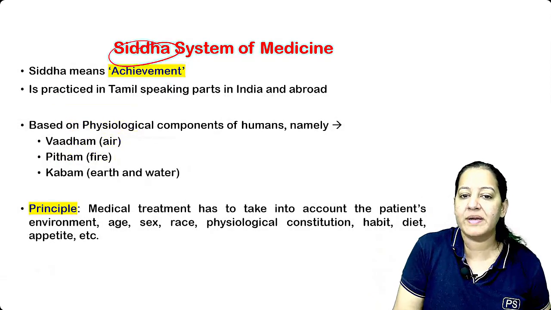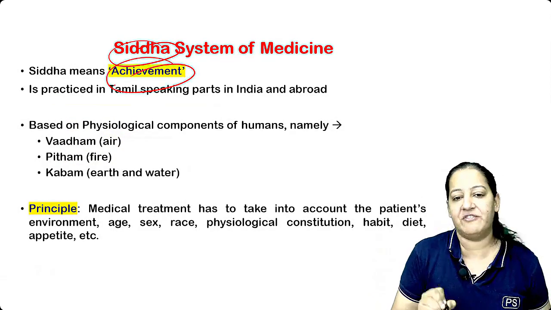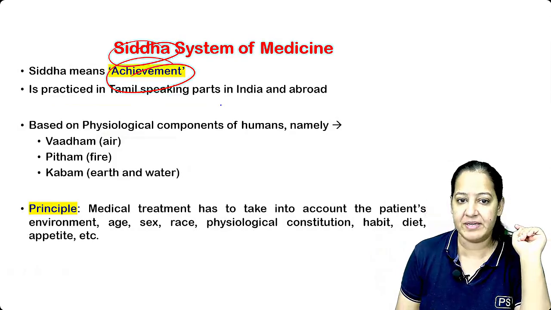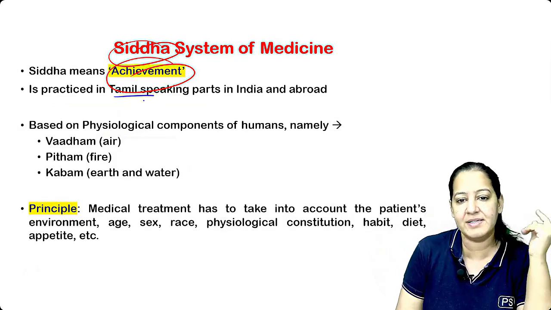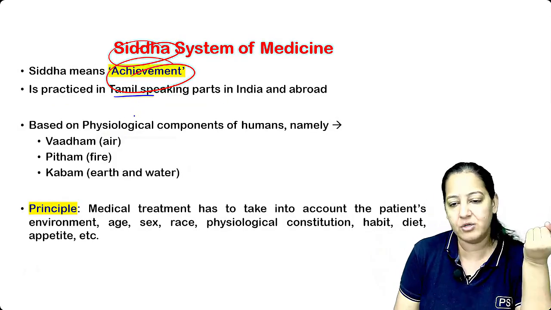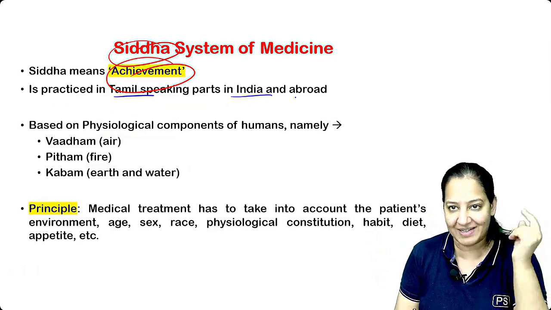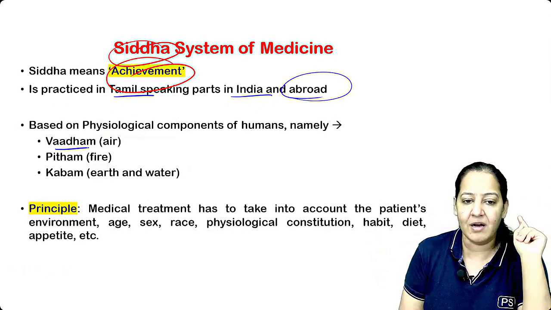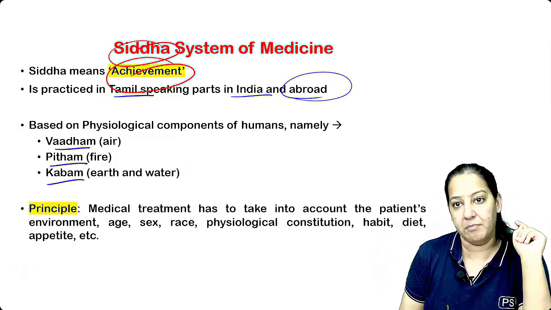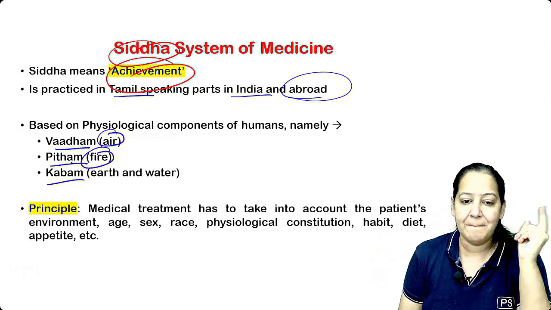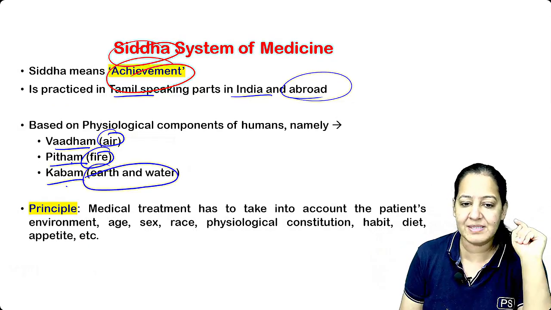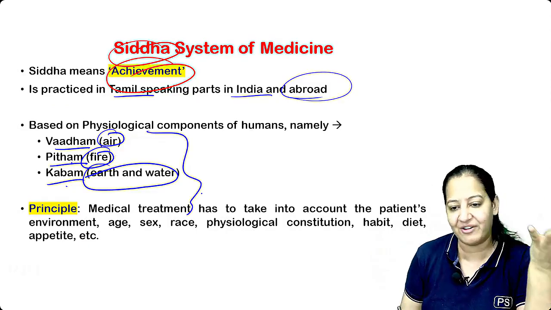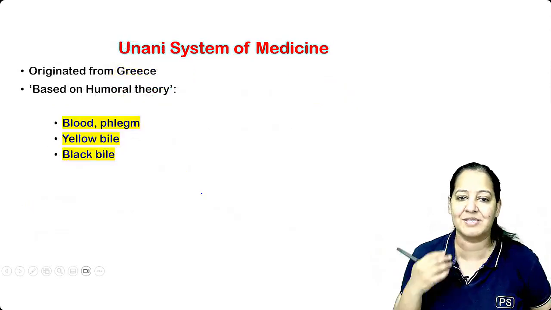The fourth one is Siddha. Siddha means achievement. It's practiced in Tamil Nadu, not everywhere in India. In India, it's practiced in Tamil Nadu, and abroad it is also practiced. So what is the principle? Again, three things: Vadham, Pitta, Kabam. Vadham is air, Pitta is fire, and Kabam is earth and water. Again, the imbalance between the three can create disease. So that is the principle.